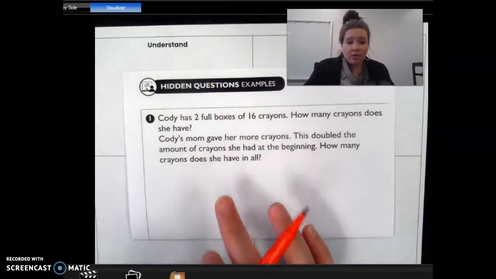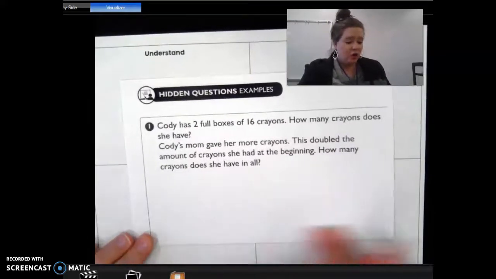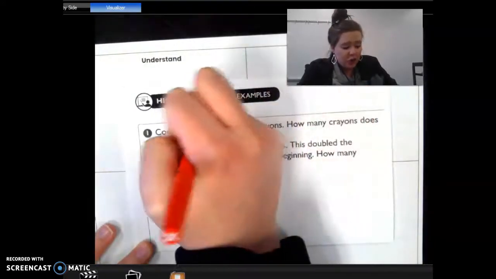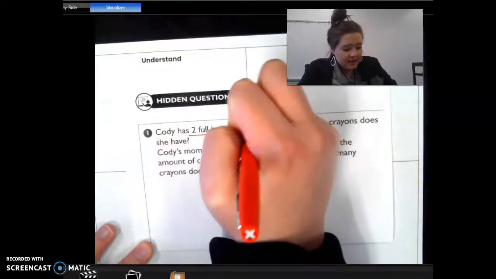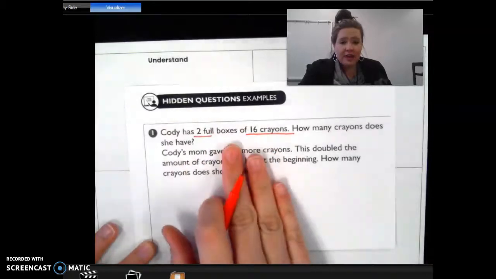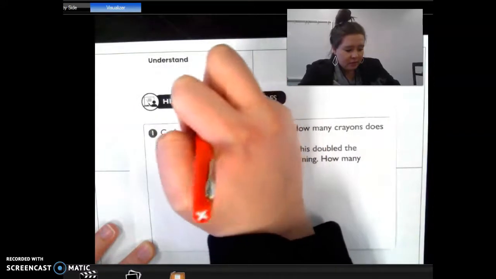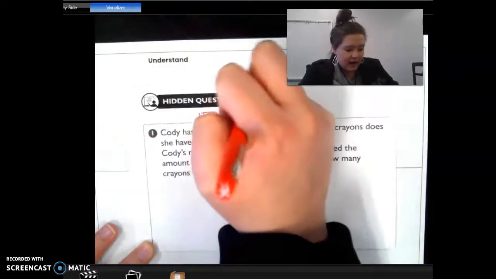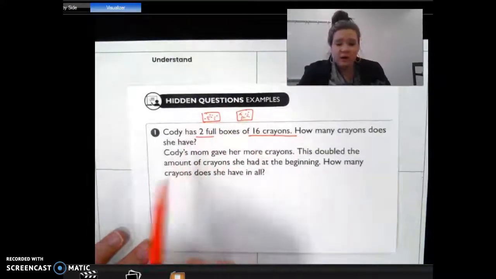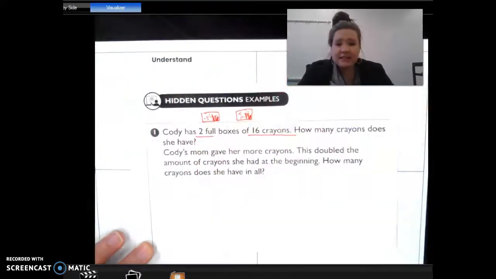Cody's mom gave her more crayons. This doubled the amount of crayons she had at the beginning. How many crayons does she have in all? Okay, so 2 full boxes of 16 crayons. When I think of just that part of the word problem, I think of 2 boxes with crayons in there. This is what comes to mind when I think this. I don't want to say that this is 16. This is just what I think of. 2 boxes with crayons in each. Okay? 16 and 16.